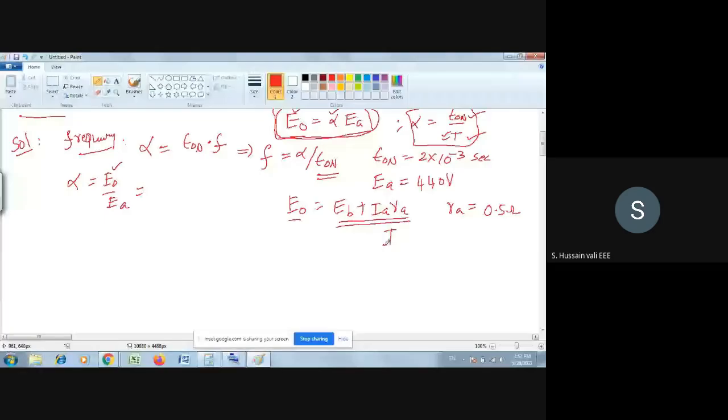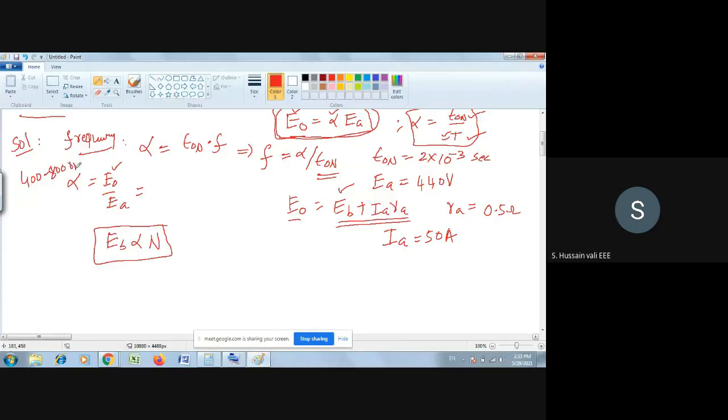Now what is left? EB. We have to find out EB, the back EMF. Back EMF depends upon speed. So I will write here: back EMF depends upon speed. Now the speed range is what? 400 to 800 rpm. This is the speed range.